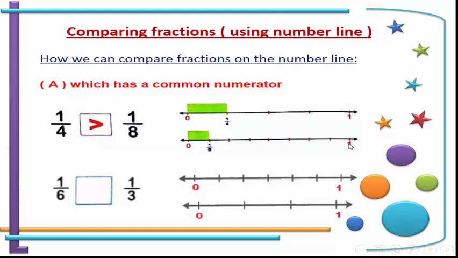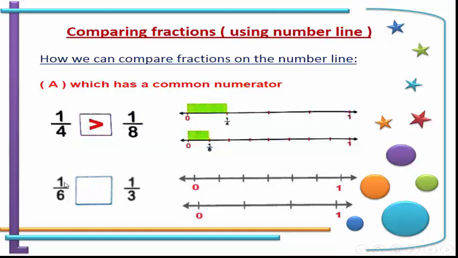Start with 0 and end with 1, and break the number line into 8 equal parts. 1, 2, 3, 4, 5, 6, 7, 8. You know that 8 over 8 equals 1. Okay? So after 0 is 1 over 8. So this part. So is a fourth bigger or smaller than an eighth? You know that a fourth is bigger than an eighth. Okay, so a fourth is more than an eighth.